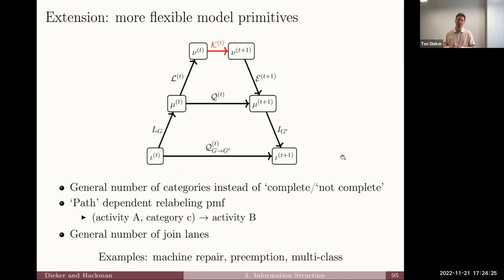Now, everything we've done so far is for this framework with these 5 primitives that are specified. But actually, if you want to model machine repair, preemption, or multiclass, for instance, this framework is not flexible enough. So we actually have a much more extended version of the framework that has different primitives. So we wanted to give you a little bit of a flavor of what is needed if you want to build a different framework, what needs to be changed. And fortunately, the answer is not that much, in the sense that this picture remains the same.